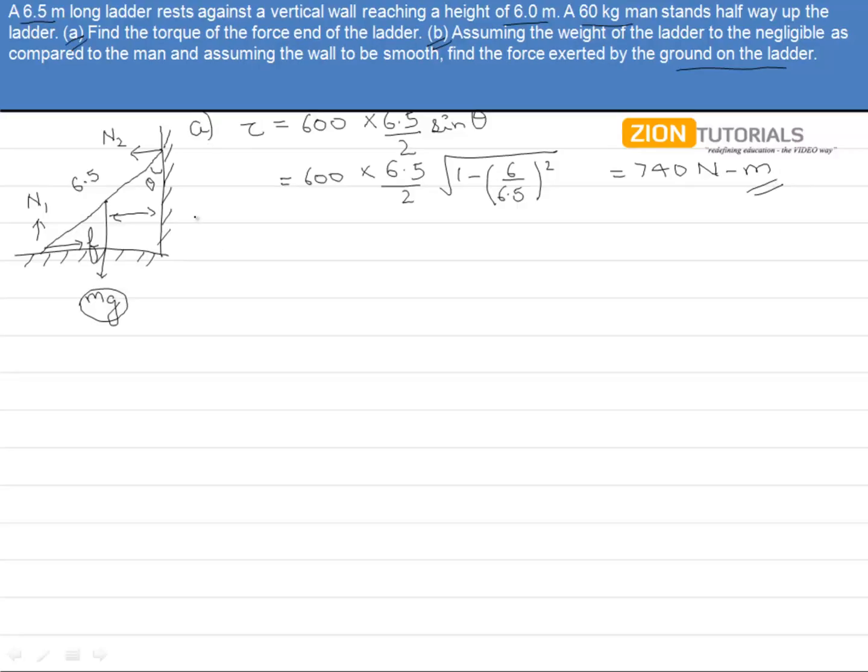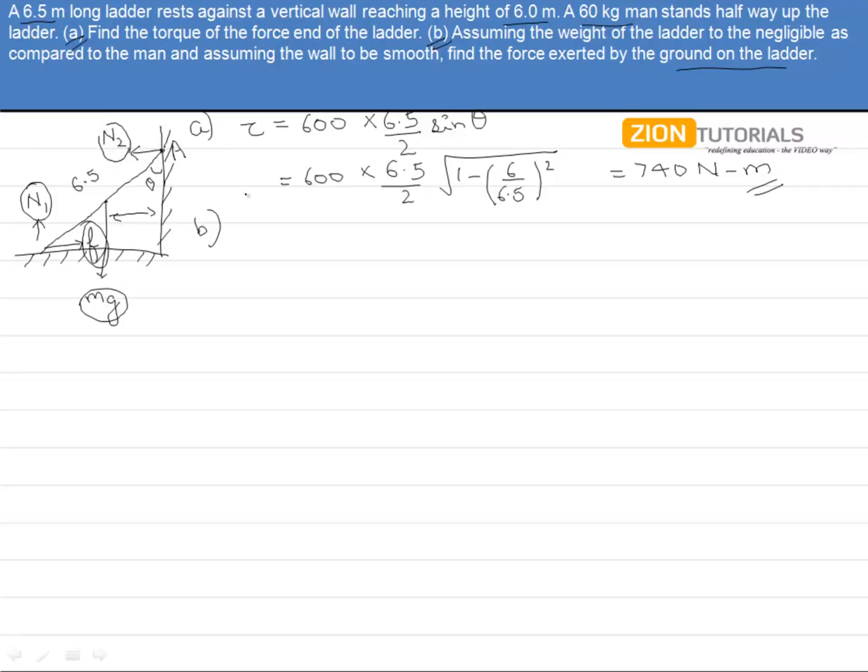Let us proceed to the second part of this question, in which we need to find out the forces by the ground. So since we need to find out the N1 and F, let us balance the torque about this point A. Why are we taking this? Because the torque due to N2 will become 0, and therefore one variable will be reduced.